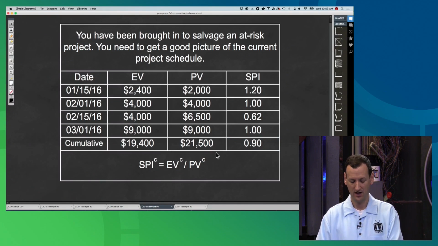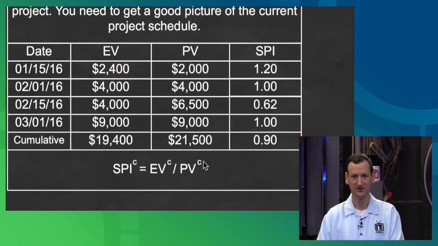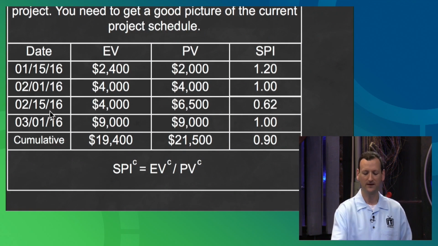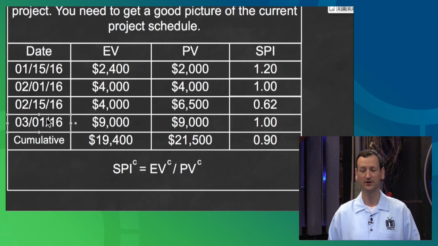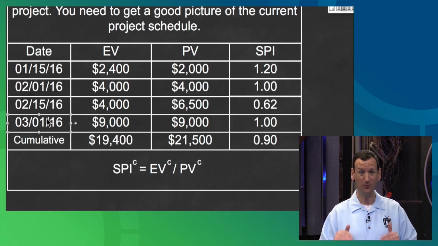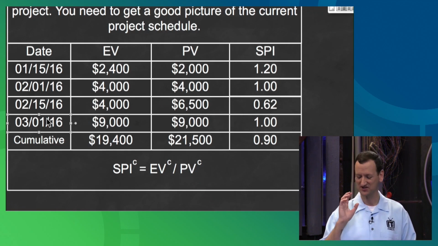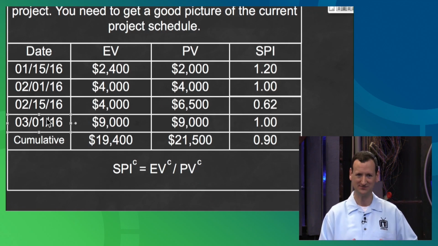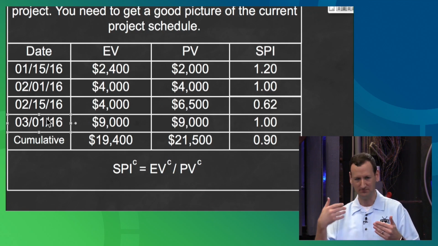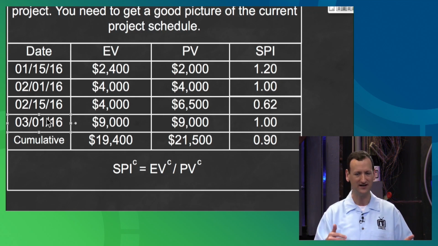There we go. All right, so now when I look at this, what do I know about the project? Well, in my most recent reporting period, things are great. I got a 1.0, that's perfect. My schedule is exactly where it needs to be. I'm earning value, I'm getting my planned value, it's all lined up, everything's coming together great, all right?